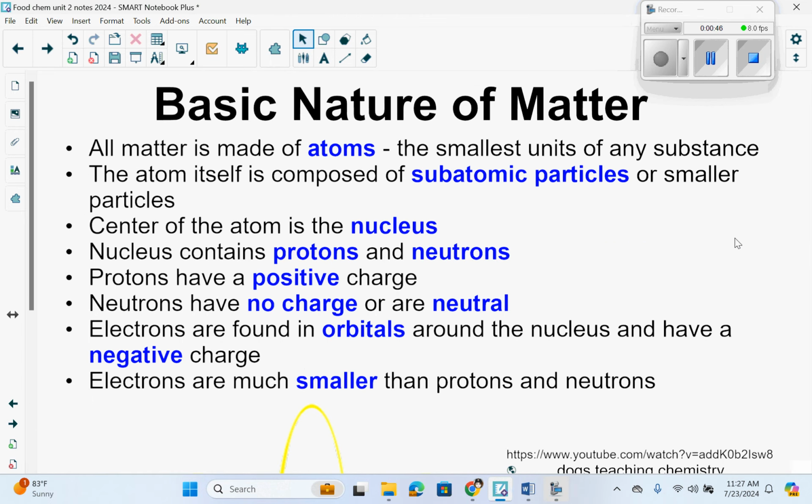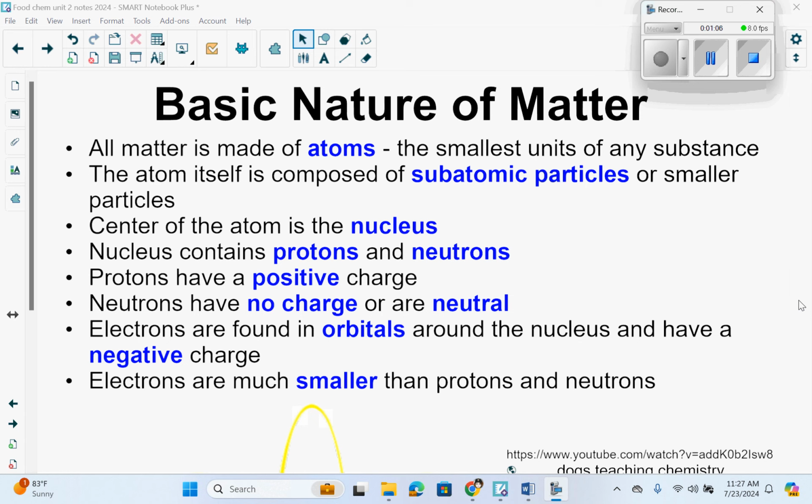So here we're going to look at the basic nature of matter. This is essentially a review of matter, which you should have seen either in physical science or chemistry. So all matter is made of atoms. That's the smallest unit of any substance. The atom itself is composed of subatomic particles or smaller particles.